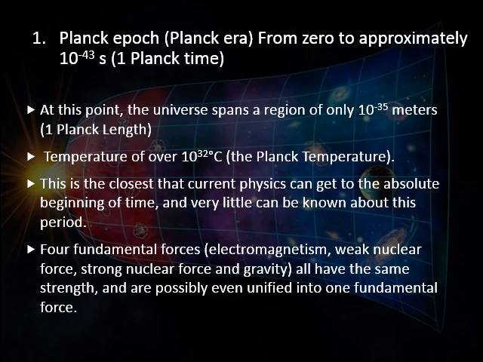Next, let's talk about the different eras of the universe. The first one is the Planck epoch, that means the Planck era, from 0 to approximately 10 to the power minus 43 seconds. That means 1 Planck time. At this point, the universe spans a region of only 10 to the power minus 35 meters. That means 1 Planck length. Temperature of over 10 to the power 32 Celsius. This temperature is called the Planck temperature.